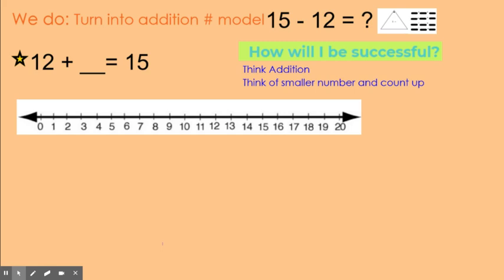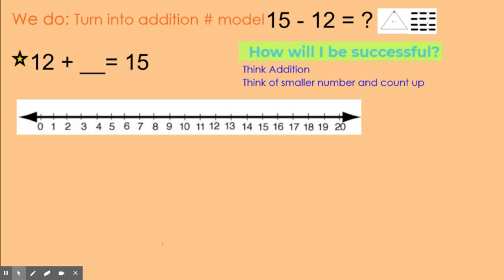This one we're going to do 15 minus 12. Okay, you know there's two ways that you can solve this. You can think addition or you can think subtraction. If we're going to think addition, thinking of our fact family can help us out. So we're going to switch these numbers around, and we should think 12 plus what equals 15.